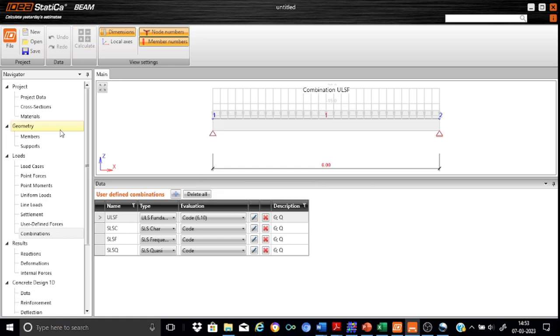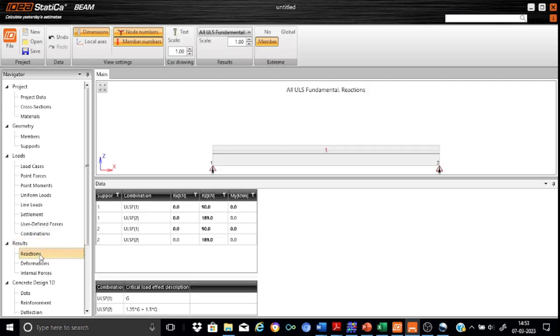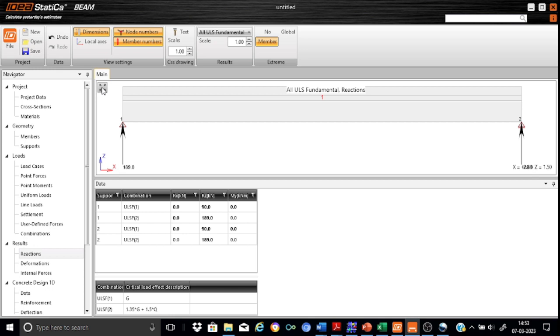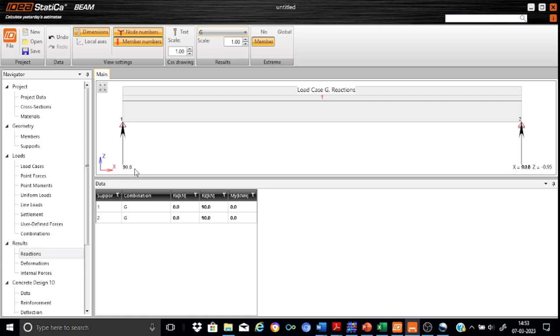So let's start by seeing the reactions first. Here we'll be able to see the reactions. As you can see, for example, for ULS we have got 189 kilonewton, and for the individual case G, we find a load of say 90 kilonewton. This is acceptable because we applied a load of 30, so 30 into 3 should be 90 kilonewton, and my Q must be just half of it, that is 45. It's okay for us.